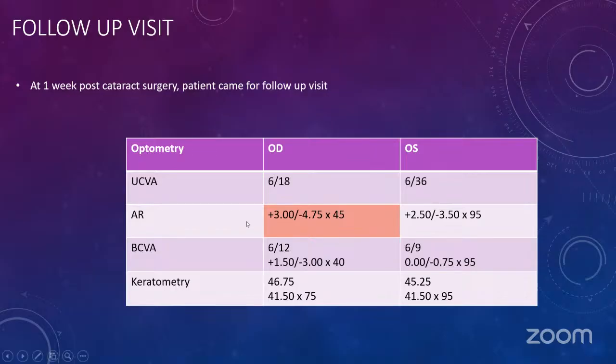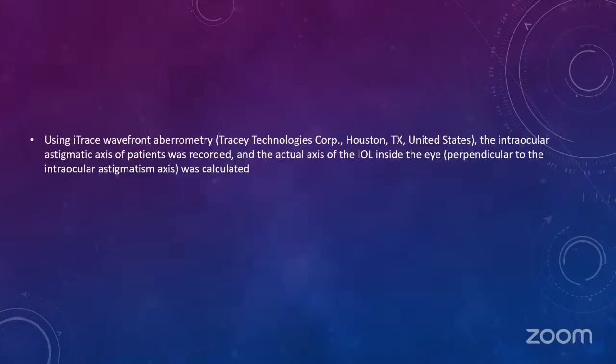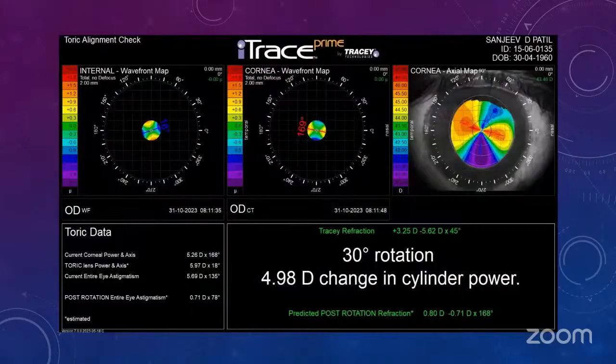And the autorefractometer, the AR readings, showed a minus 4.75 cylinder. And the best corrected visual acuity was also found to be 6 by 12. So this was a little odd, and hence iTrace was done for the patient. So basically, iTrace uses wavefront aberrometry, and the intraocular astigmatic axis of the patient was recorded, and the actual axis of the IOL inside the eye was calculated. So this is the iTrace reading.